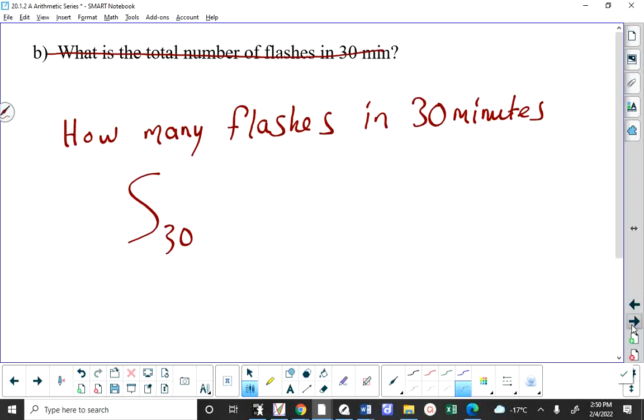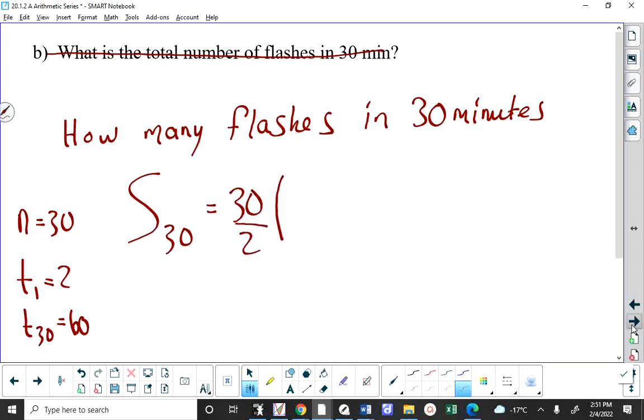So we could use either formula because we actually know T30, don't we? We've calculated it already. So we know T1 is 2. We know T30 is 60. We know N is 30. So I can take N over 2 times the first term plus the last term. And you can do this on your own. If you wanted to, you could try using the second formula. You're going to get the exact same answer we get here.